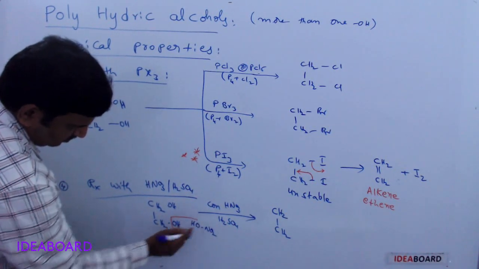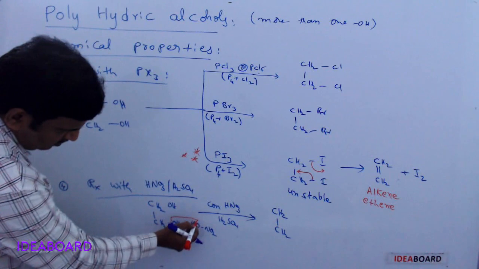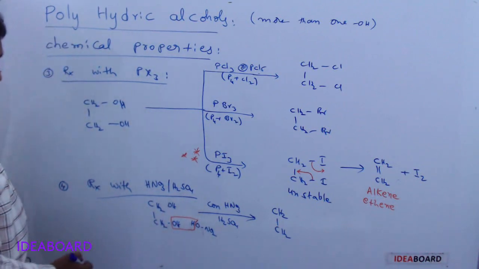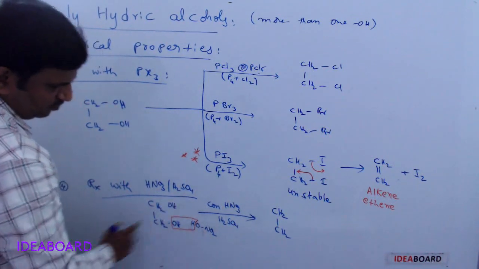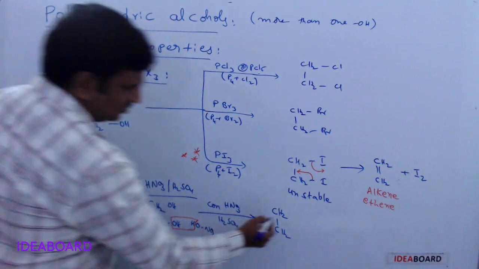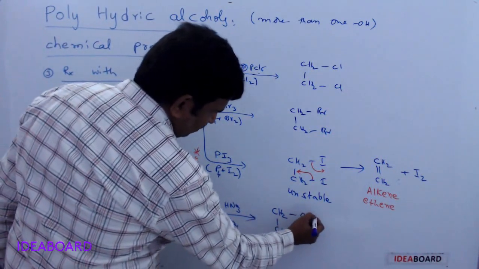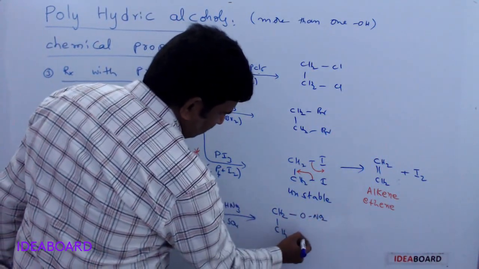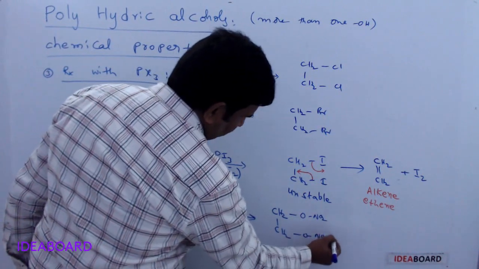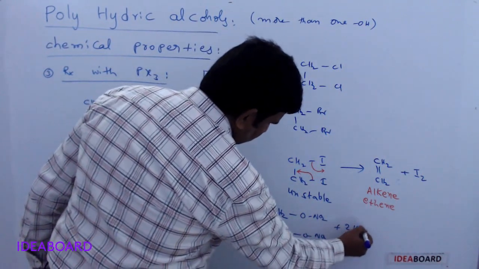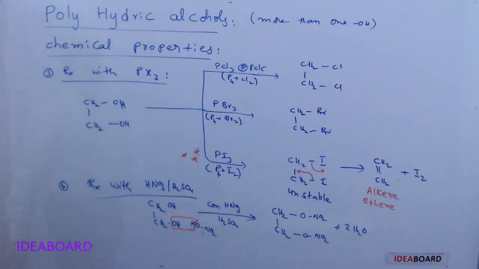HONO2. From this we are removing H and OH, and what remains? ONO2 remains. Here also the same thing happens. ONO2, and here also ONO2 plus 2H2O is formed. That is the reaction with concentrated nitric acid and sulfuric acid mixture, or nitration mixture.